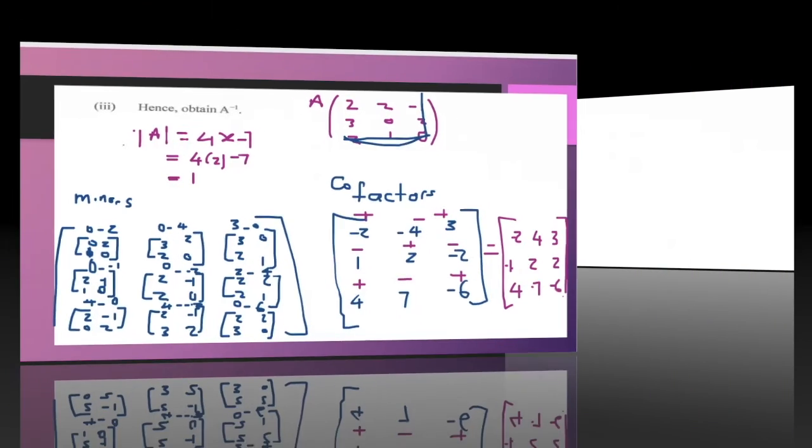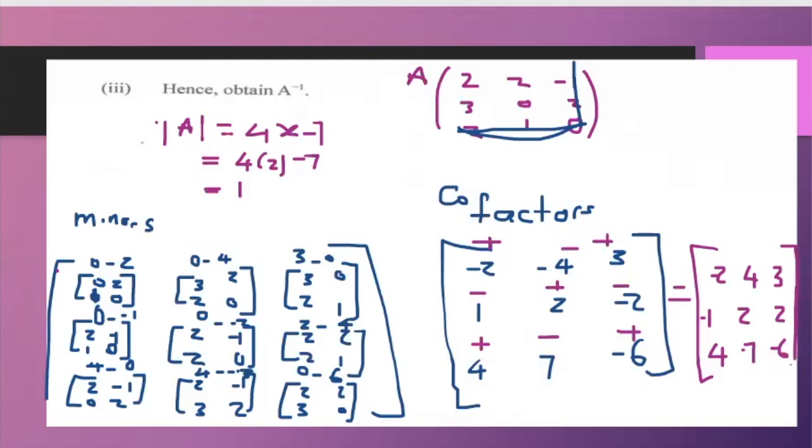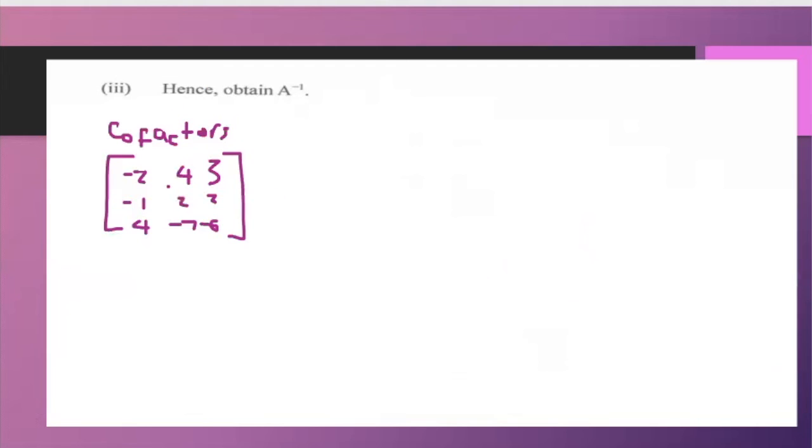Now, after having this, I need to transpose. I'm getting the adjoint of the matrix. Let me just rewrite what I have here, the cofactors. So, to get the adjoint, I have to transpose this cofactor matrix. And don't forget, the determinant is 1. That's from the previous slide. So, here, I will have to find the transpose of these cofactors.